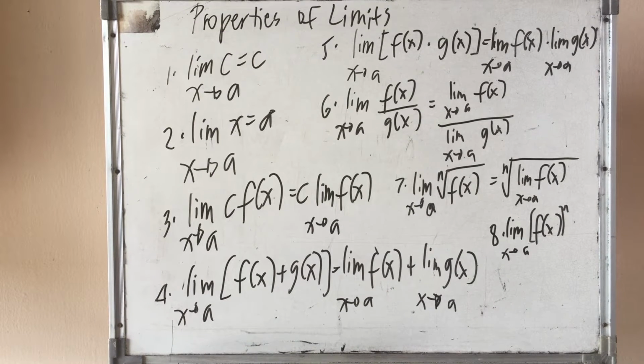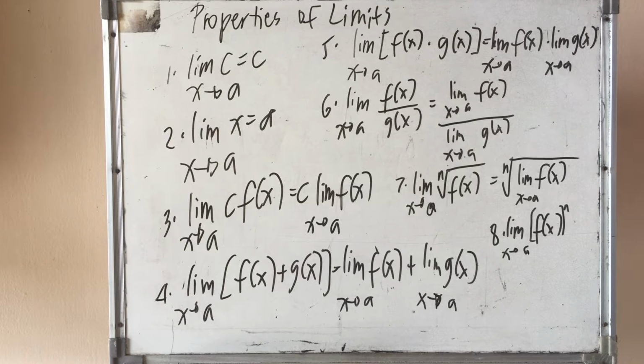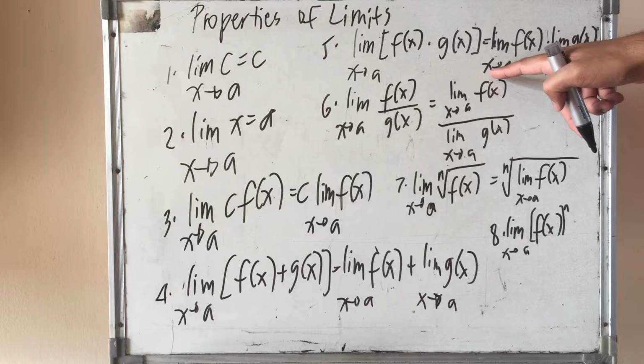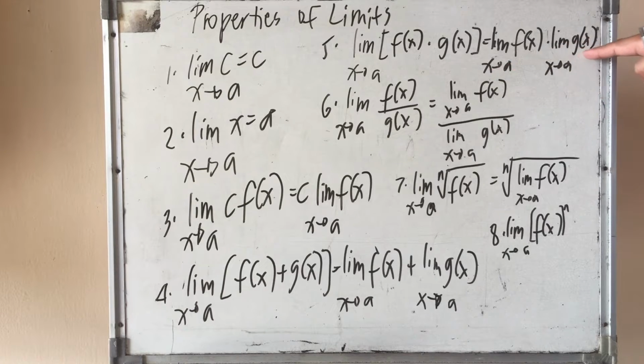Next, the limit of f of x plus g of x as x approaches a is equal to the limit of f of x as x approaches a plus the limit of g of x as x approaches a. Fifth is the limit of f of x times g of x as x approaches a is equal to the limit of f of x as x approaches a times the limit of g of x as x approaches a.